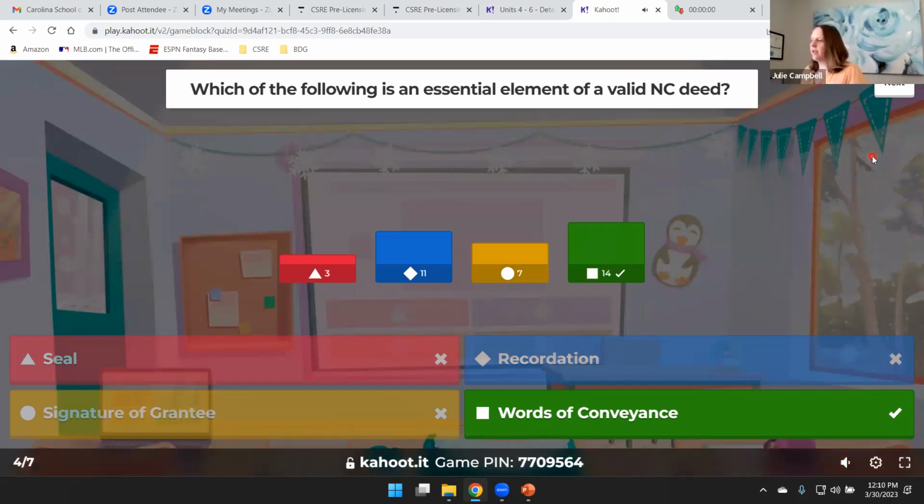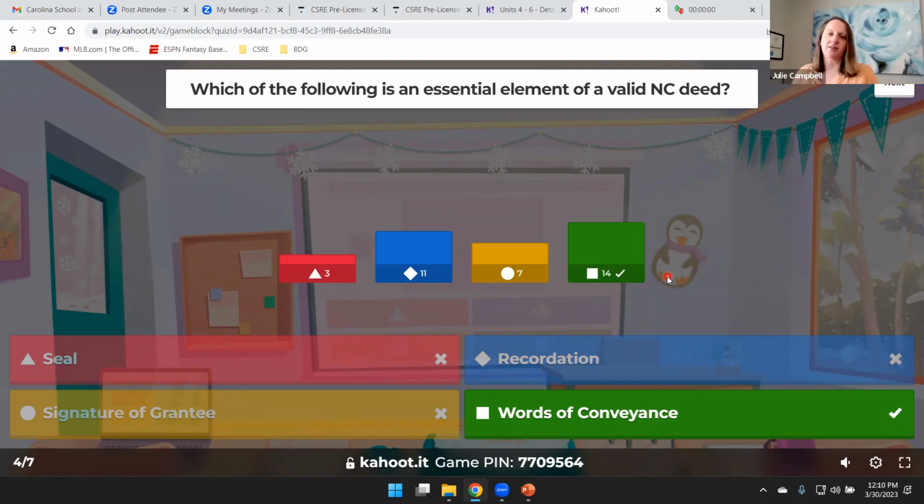Let's look at page 87. Let's make sure we're good on this. So on pages 87 and 88, we talked about things that are required elements, essential elements, required ingredients. We also talked about things that are not, but are often found. Words of conveyance is an essential element, although we typically don't see the words of conveyance. The grantor has to state that they intend to convey the property to the grantee.